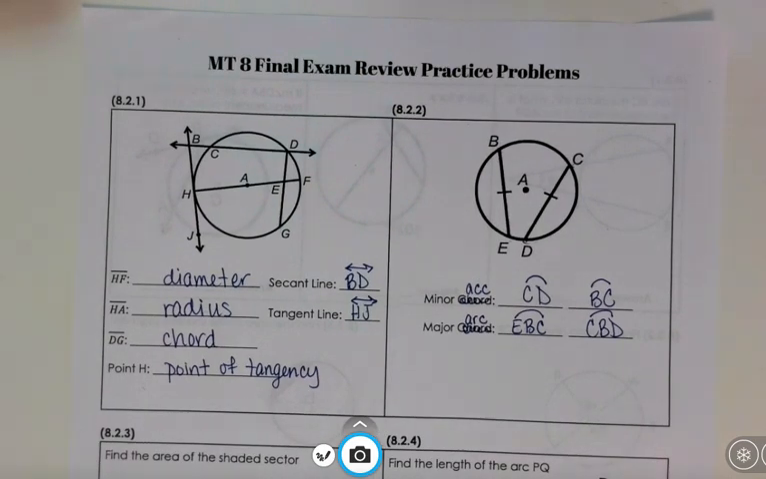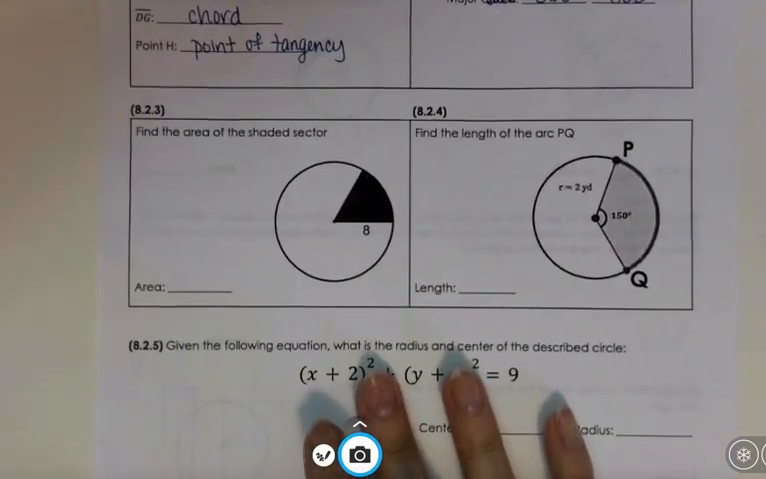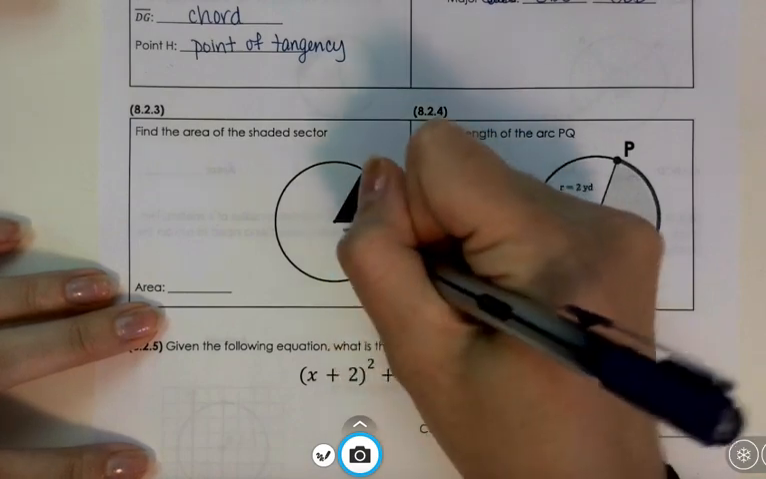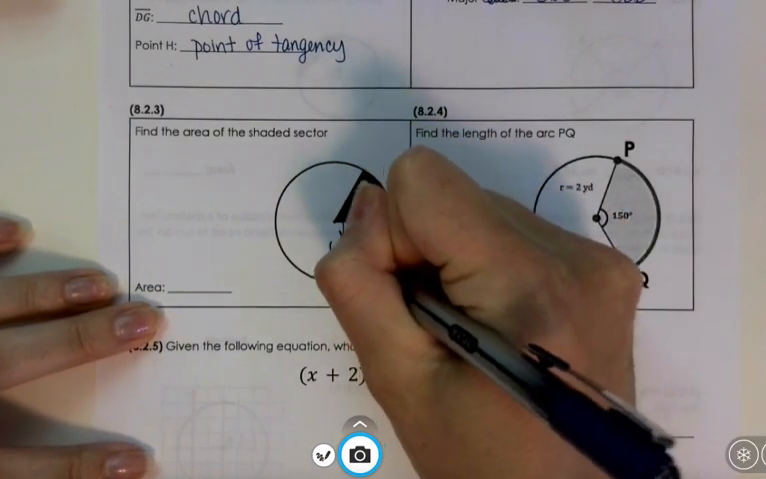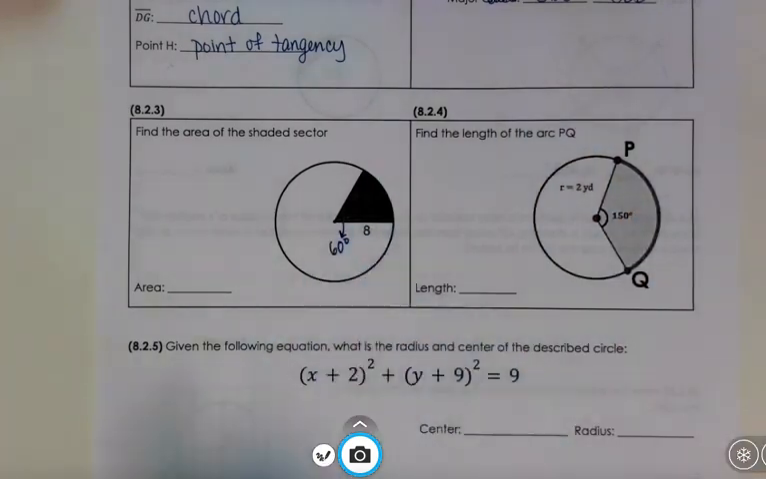We're going to go underneath and look at 8.2.3. So 8.2.3, we're looking for the area of the shaded sector. It's really bad in the video, but my angle here, I'm just going to write it over here, is 60 degrees. So that central angle there, and then my radius is 8.